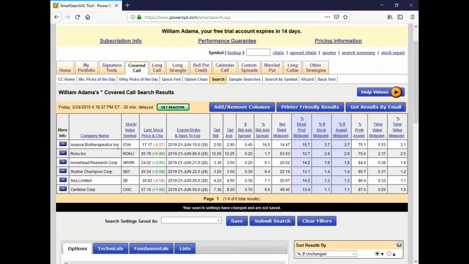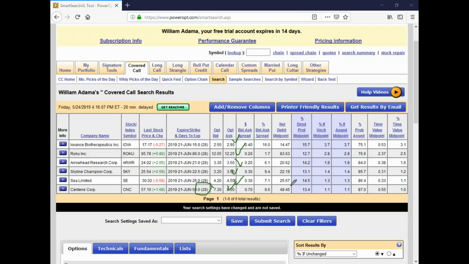Okay, and we've got some things in here. Roku, for example. I can't pronounce that. Iovance Biotherapeutics. Iovance, I guess is what it's called. Arrowhead Research. Now, these bid-ask spreads are not bad at all. They're slightly in the money positions, but we only have a 40 cent bid-ask spread here on Iovance, 20 cents on Roku, 20 cents on Arrowhead Research, 30 cents on Skyline Champion, 30 cents on C Limited, and 70 cents on Centene Corp. So to me, for a 28-day trade, slightly in the money, that seems okay.